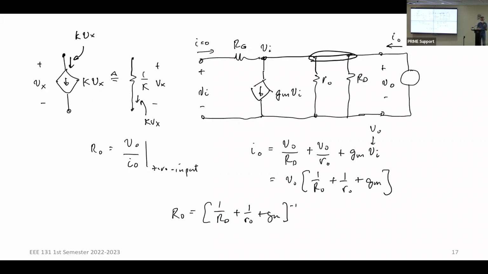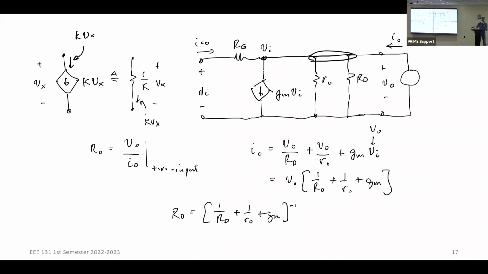So I just put this aside because it's something helpful for you to know. That if you have a voltage controlled current source that is being controlled by the voltage across it, it's just equivalent to a resistor.